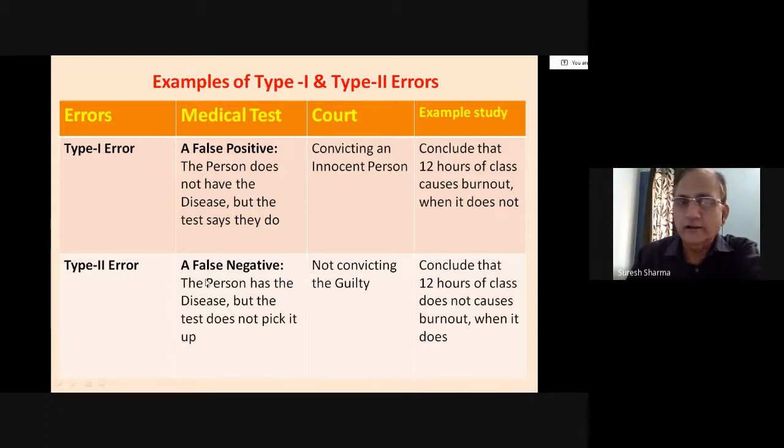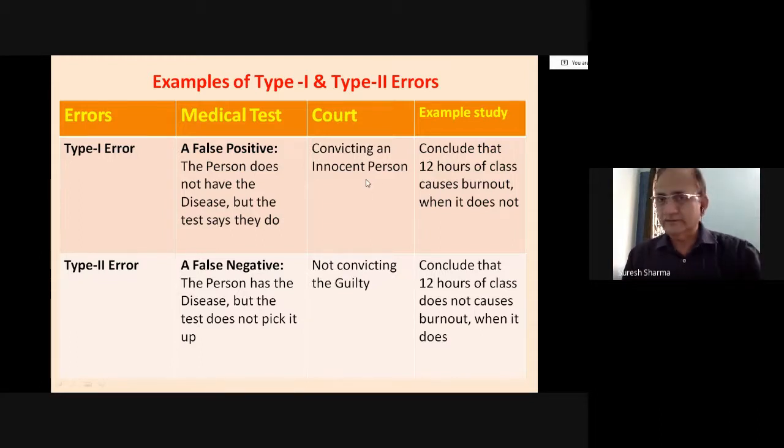What is type 2 error? Type 2 error is called false negative. A person has a disease. He was having COVID-19, but the test does not pick it up. The test says, no, he doesn't have. He comes back home. There are 5 members in the family. All of them will be infected. That's a wrong thing, right? That's called false negative. So these are, again, very, very serious errors, right?